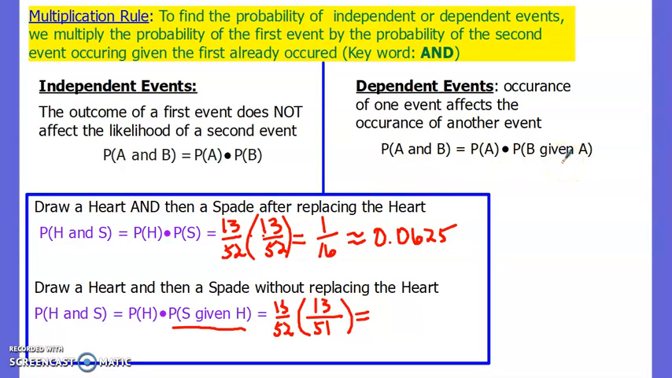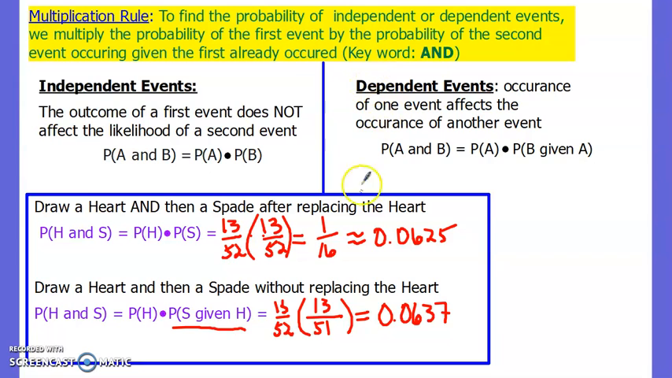Now, it doesn't really change a lot about what we're doing. 13 over 52, or 1/4, times 13 divided by 51, we're still multiplying. It's still the multiplication rule. But you'll notice that we get a slightly different answer, 0.0637 approximately. And again, we get that slightly different answer purely because we've changed that denominator. In fact, we get a slightly better probability. The probability is a little bit greater because with that card missing, there's a better chance we draw a spade with fewer hearts to get in the way.